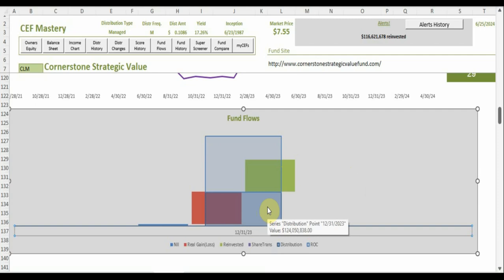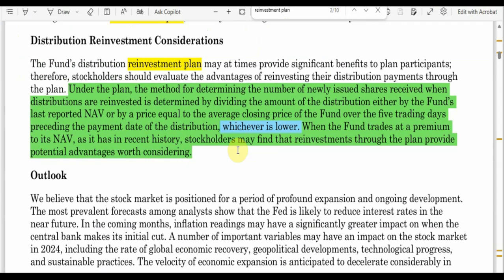their distributions. Now, before we move on to the final piece of the puzzle, let's look at why CLM's distribution reinvestment plan is so popular. It's probably just the cynic in me, but when you read the last part of the plan, you can almost see the wink wink in this last sentence. When the fund trades at a premium to its NAV, as it has in recent history, stockholders may find, wink wink, that reinvestments through the plan provide potential advantages worth considering. I'm not implying anything, and they're not lying.